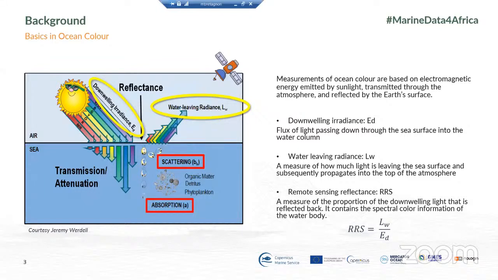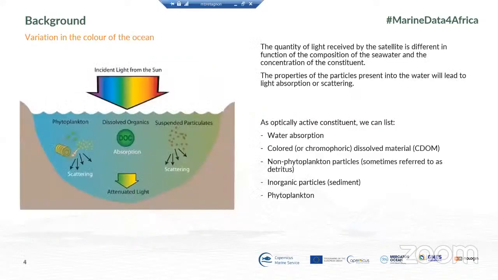So we said previously that the quantity of light received by the satellite is a function of the composition of the seawater, and you have a representation of this in this small figure on the left. The properties of the particles present in the water and their concentration will lead to light absorption or scattering. As optically active constituents, we can list the water absorption, the colored or chromophoric dissolved materials, non-phytoplankton particles, inorganic particles, and phytoplankton as well.